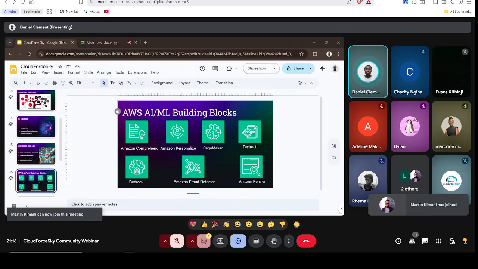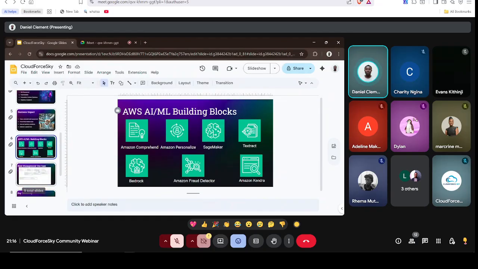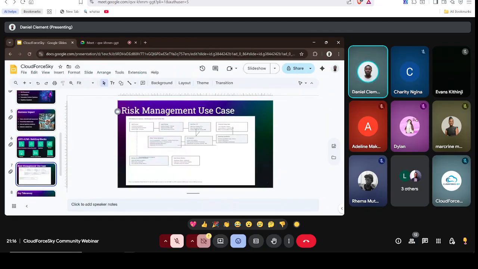It does so many things. It also supports RAG, and it integrates with Bedrock, which helps give your business better insight. We would also want to look at a particular use case about how we can go about risk management in our company.